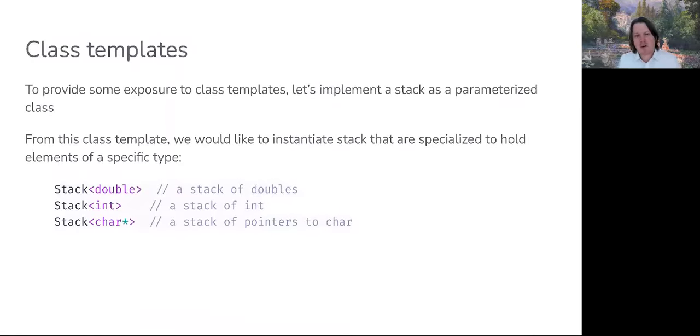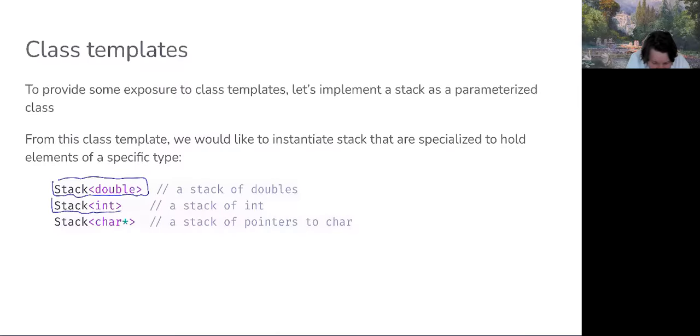To provide some exposure to class templates, let's go ahead and implement together a stack as a parameterized class. From this class template, we'll introduce how we could instantiate stacks that are specialized to hold elements of a specific type. For instance, and this is very reminiscent of our declarations for, say, a standard template library vector, Stack<double> is a type in its own right. It was generated from our class template, and it will be used to create a stack of doubles.